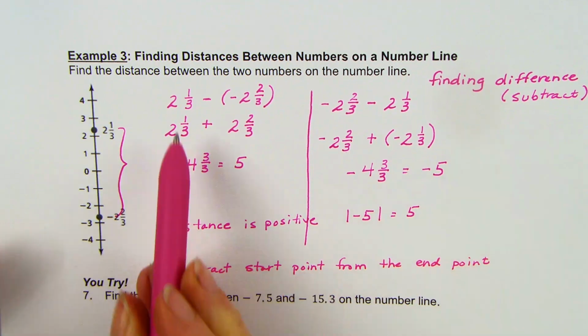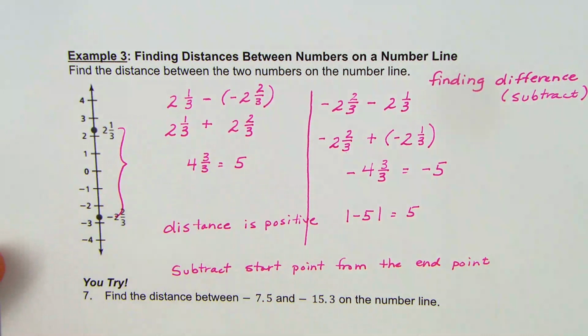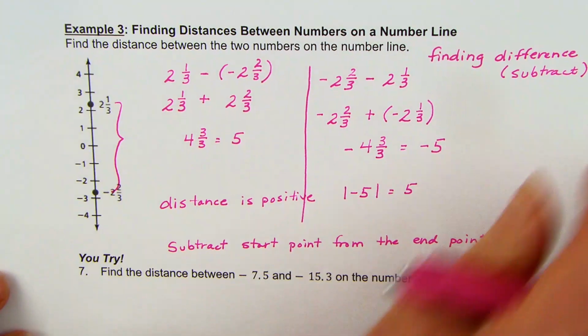So in this problem, it didn't matter because they just said to find the distance between the two numbers, and they didn't tell us which one to start with. But if you have a problem like a diving board or a fish is under the water and it's leaping out, they will tell you which one to start with. So be sure that you take the end and subtract the beginning, because sometimes the sign will matter.